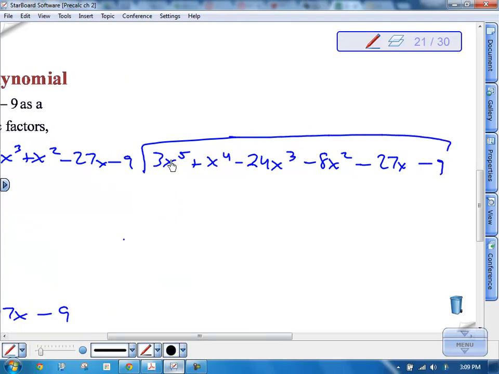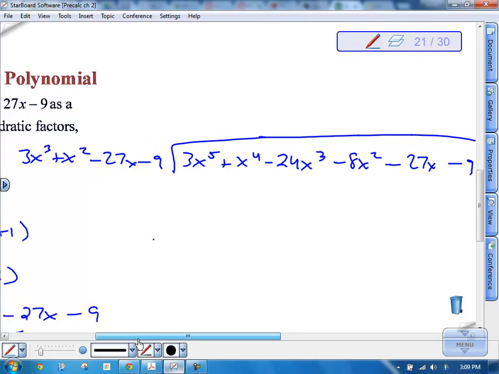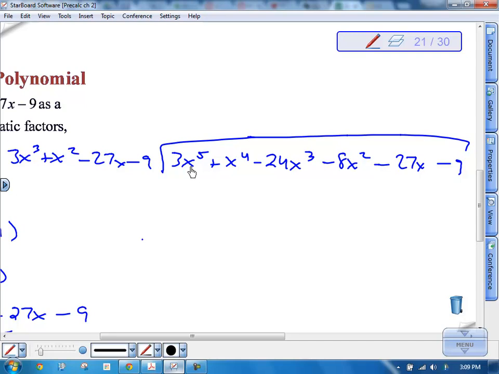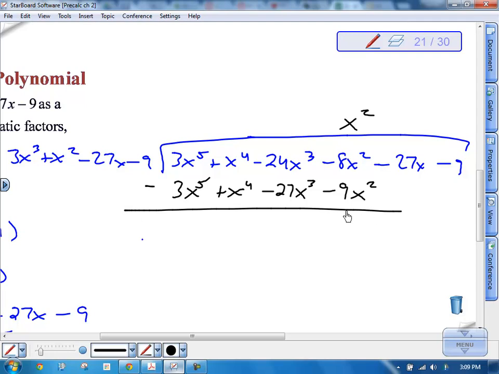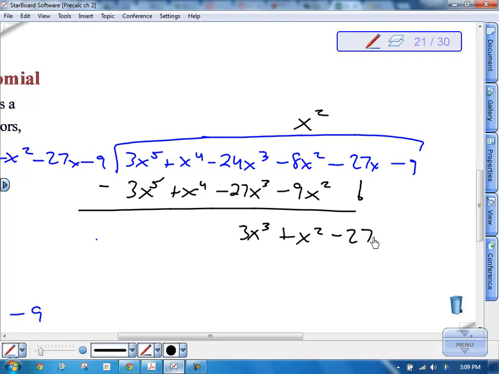So what do I put up here to multiply by 3x cubed to get 3x to the 5th? That would be x squared. x squared times this gives me 3x to the 5th. Follow through now, gives me x to the 4th. Follow through, negative 27x cubed. And then follow through and you get negative 9x squared. All right, subtract, and you get positive 3x cubed plus x squared.